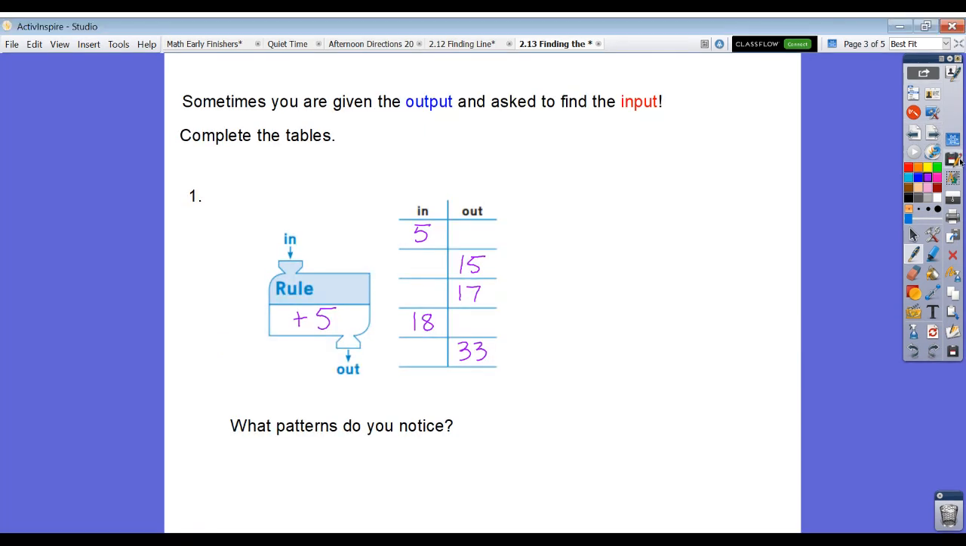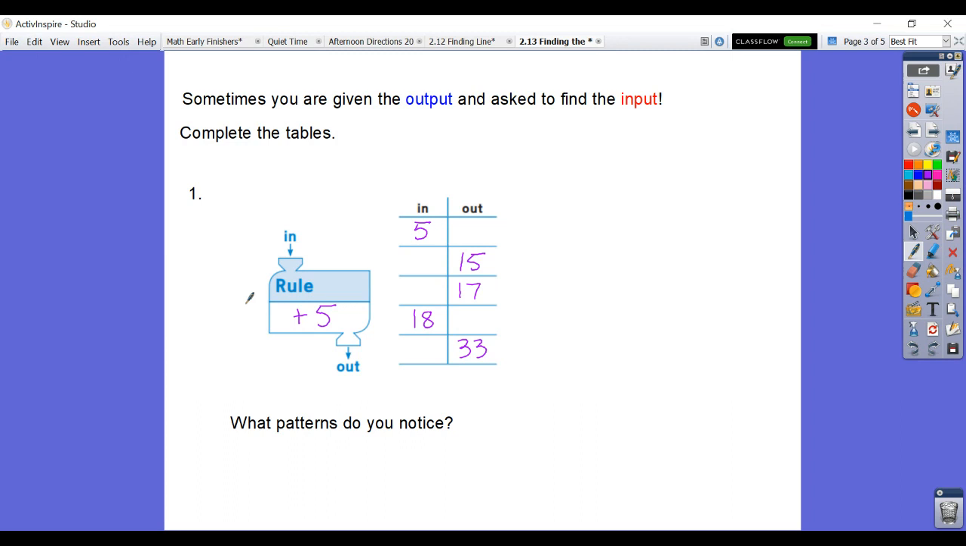Sometimes you're given the output and asked to find the input. So here they drew the function machine for you, right? That basically just means the rule that's happening. And you're told that your rule is +5. So let's go ahead and complete this table. Well, this first one I'm going to do. If the input is 5 and my rule is +5, my output is going to be 10.